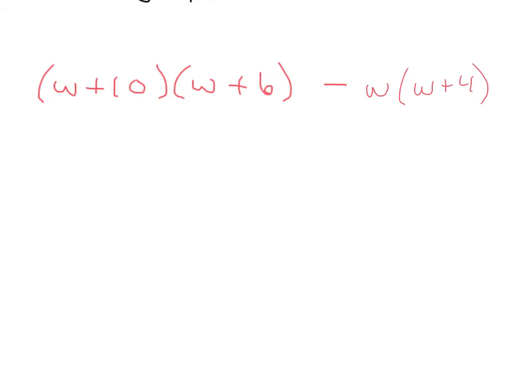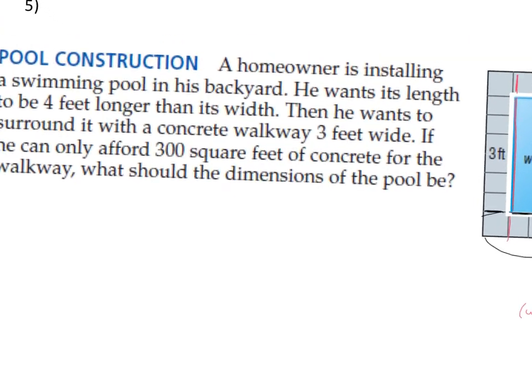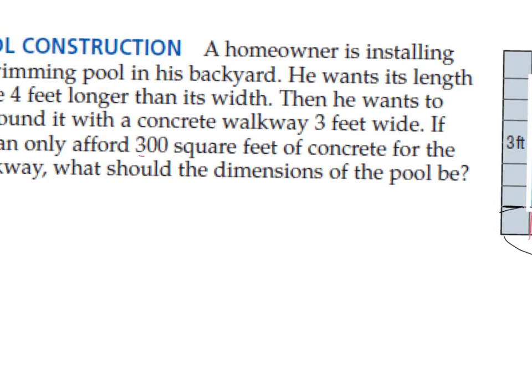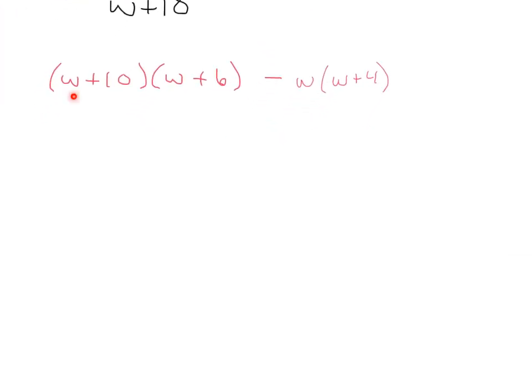All right, so we're going to start foiling. Now, I should backtrack for a second. When it said here that we can only afford 300 square feet, what I have found right now is what my concrete is going to look like. This right here is how much concrete I have. And now I'm going to set it equal to 300 because I know that's all I can afford. All right, so now we're going to solve the equation. We're going to do some foiling first, though.